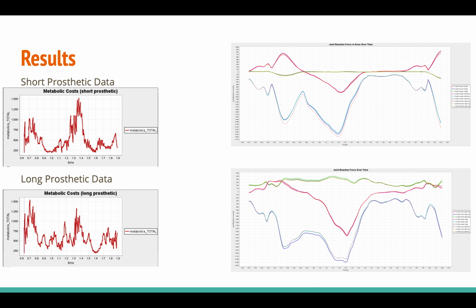While the metabolic cost difference is incredibly small at only 17 joules, there was a noticeable difference between the different prosthetics in the joint reaction forces. This showed that the shorter leg had more weight in the Y direction, the vertical direction, likely because there was more weight being put on it as the model leaned that way.